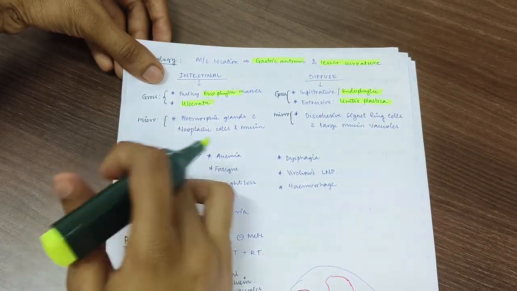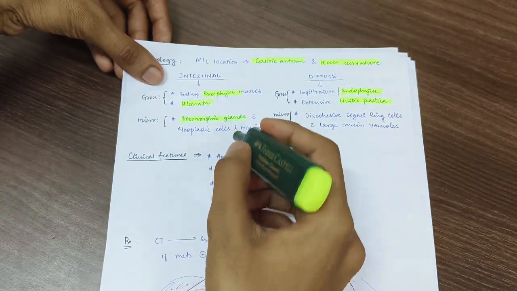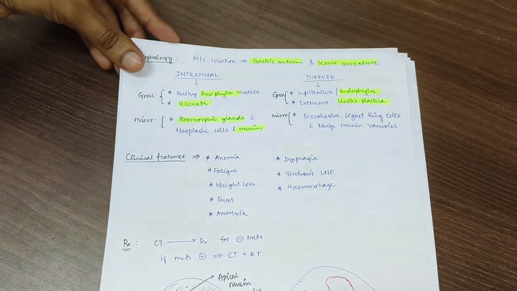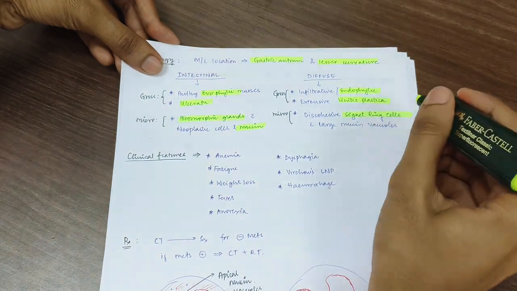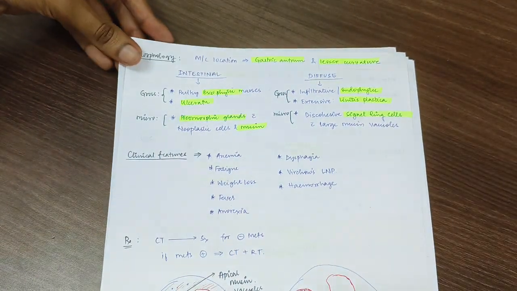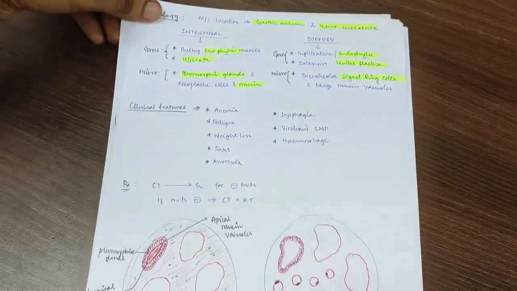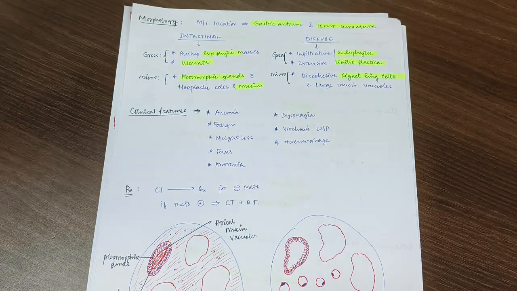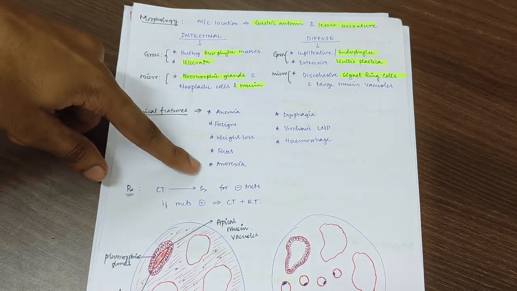Whereas on microscopy you are going to see pleomorphic glands with mucin, that is apical mucin. Then in the diffuse type you are going to see discohesive signet ring cells. These are very hallmark features. Then clinical features being anemia, fatigue, weight loss, fever, anorexia. These are all the constitutional symptoms of any of the cancers. You can write for all cancers: anemia, fatigue, weight loss, fever, anorexia.